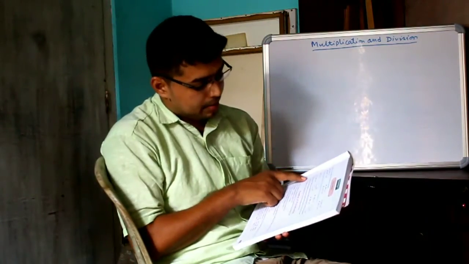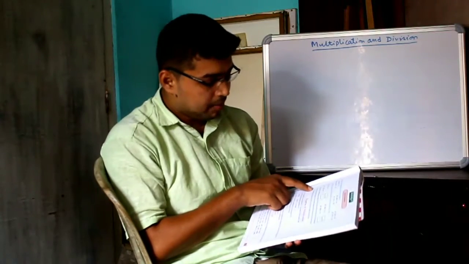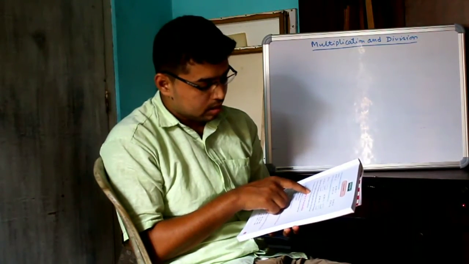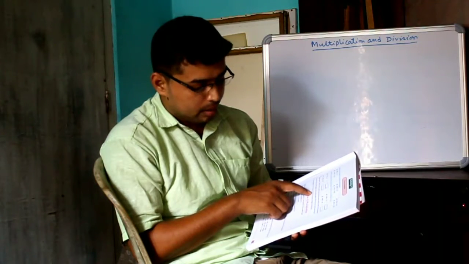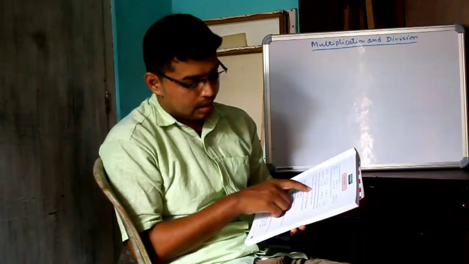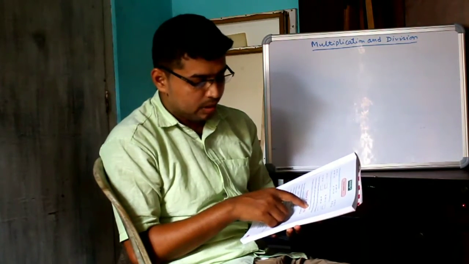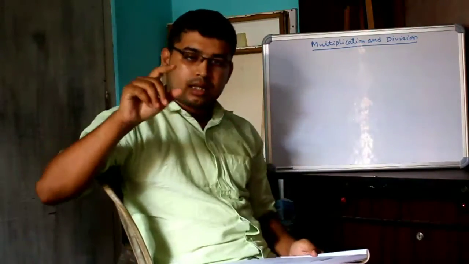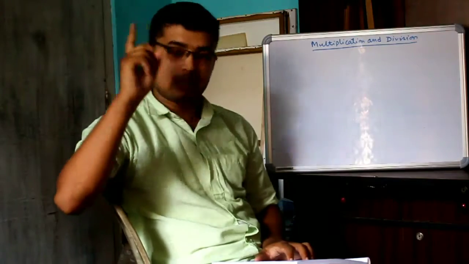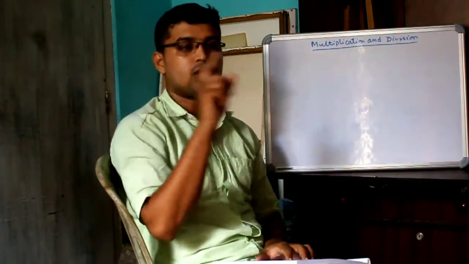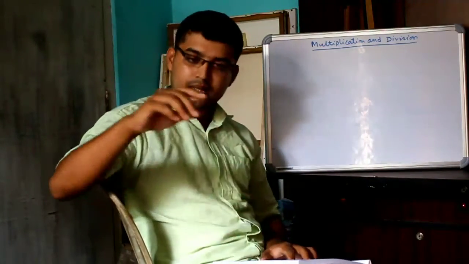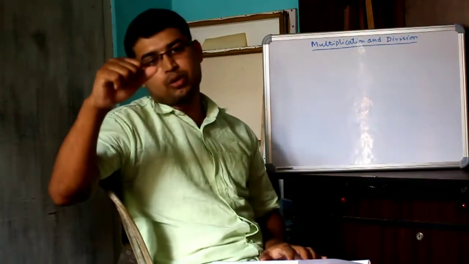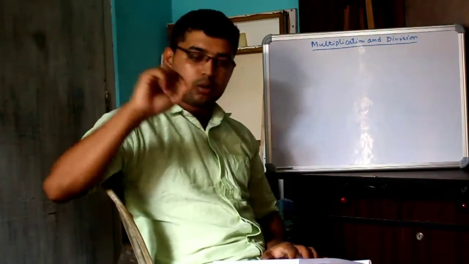Next, number 5. Number 4 is your homework. Number 5, the weight of 24 boxes is 4,776 kg. Find the weight of one box. See, given for 24 boxes, but asking for one box. If given for one box but asking 24 boxes, then you multiply. But here is given 24 boxes, but asking one box, so you divide this.